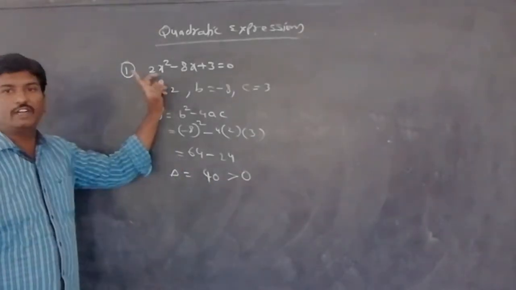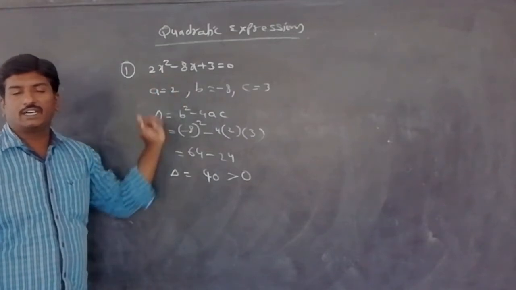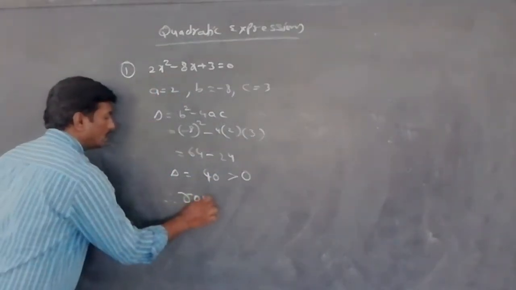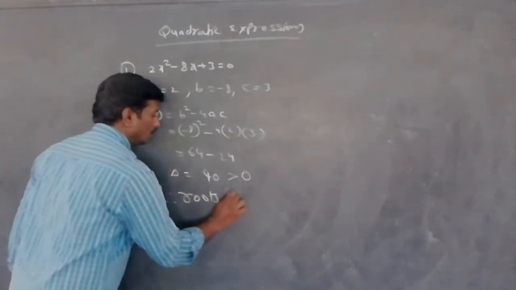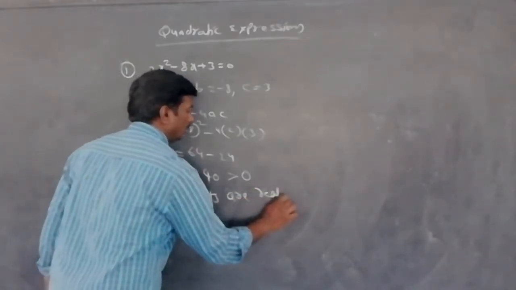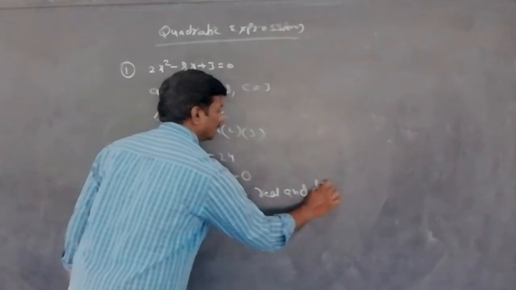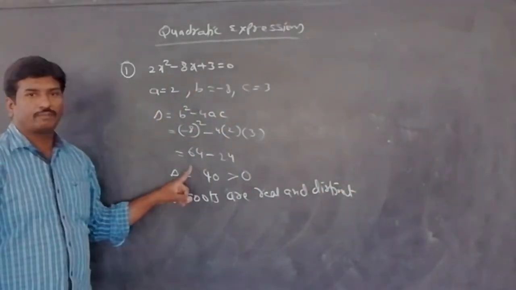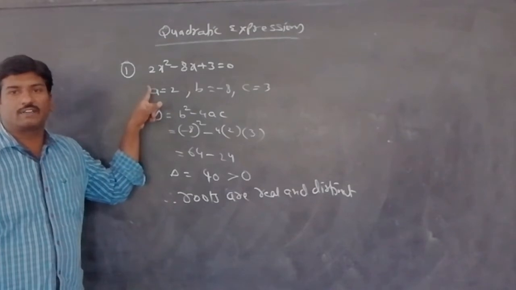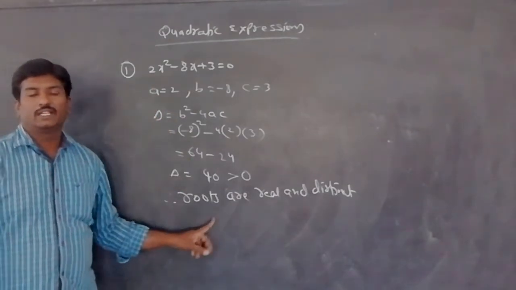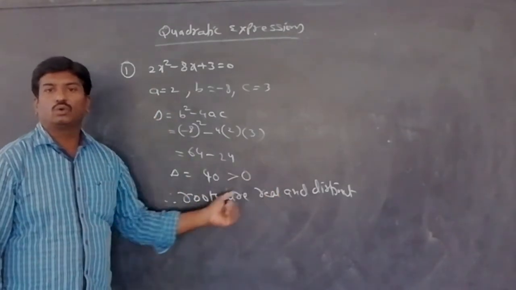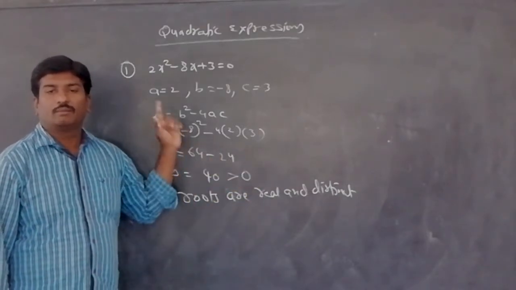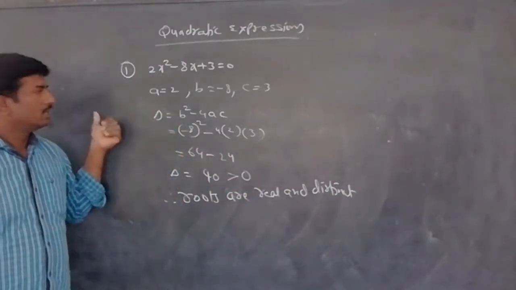Then what can we say about its nature? Real and distinct. Therefore the roots are real and distinct. So like this you can identify the nature by finding the discriminant of the quadratic equation. By that you can identify whether the roots are real and distinct, real and equal, or imaginary or conjugate. By using the discriminant you can find out.